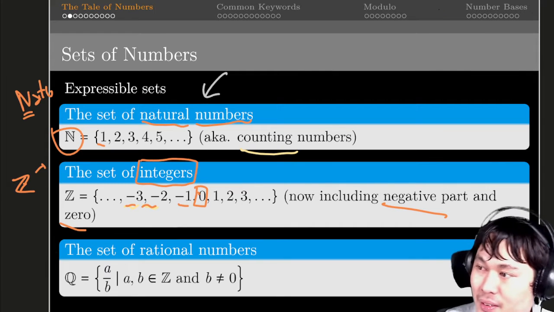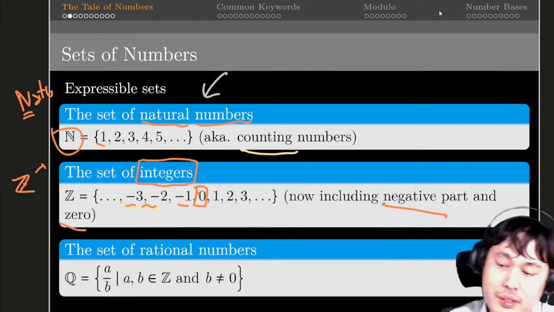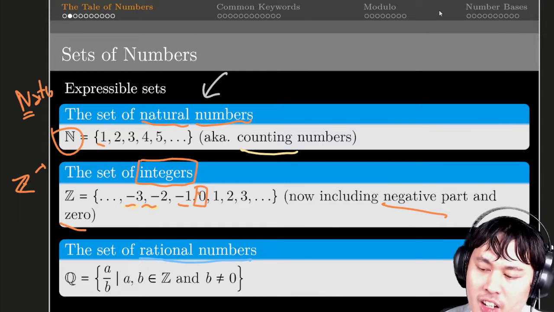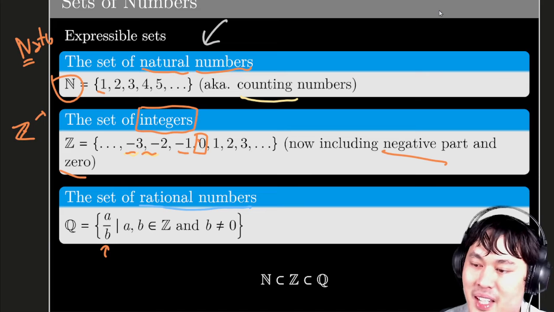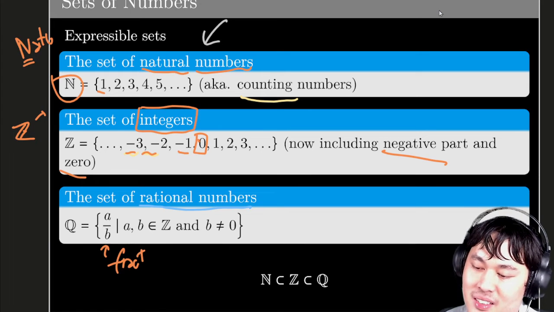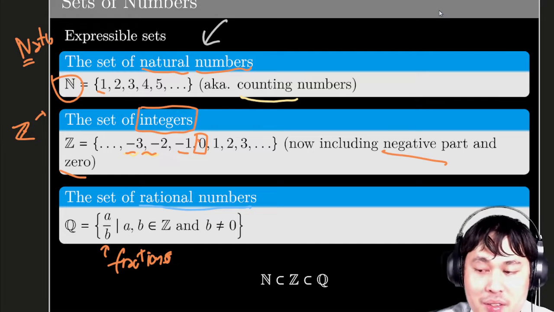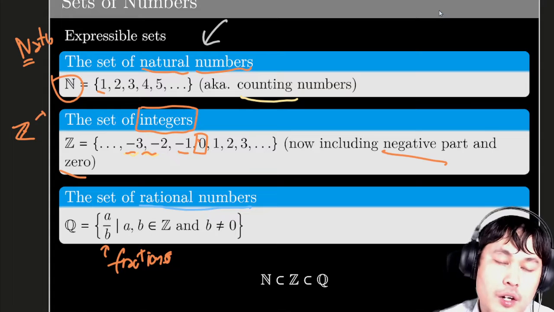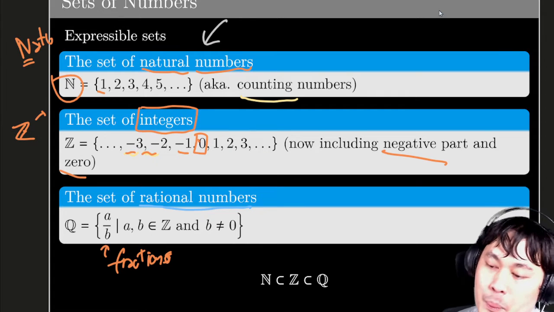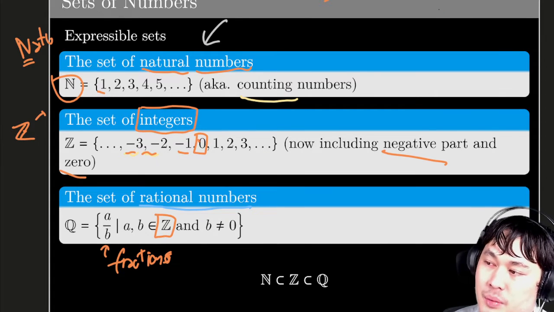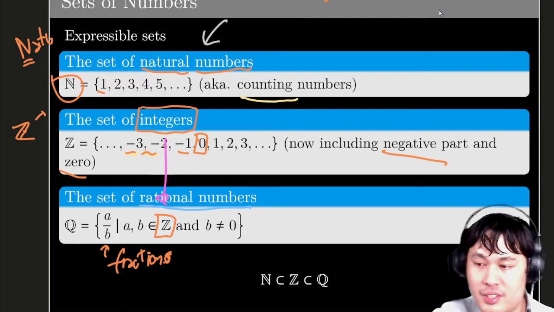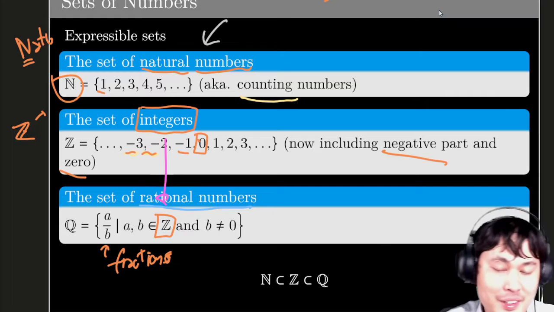Next, the next level is the set of what we call the rational numbers. You might know them better as fractions. They are numbers that you can write as a ratio or a fraction of two integers. The rational numbers are built on top of integers. You need to know integers first before you can define rational numbers.